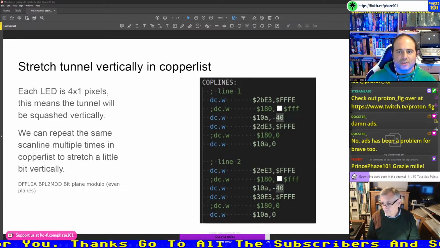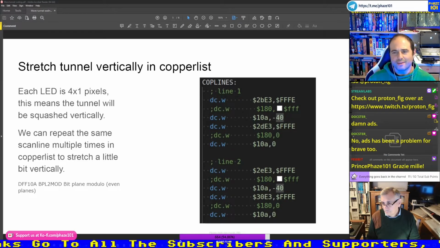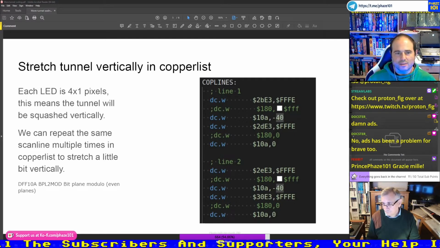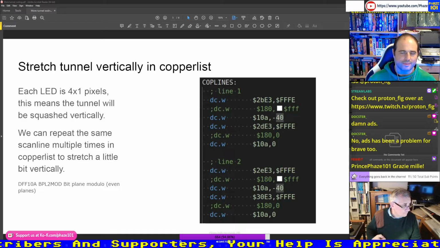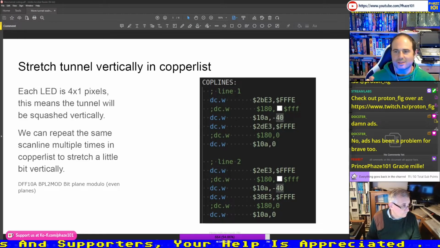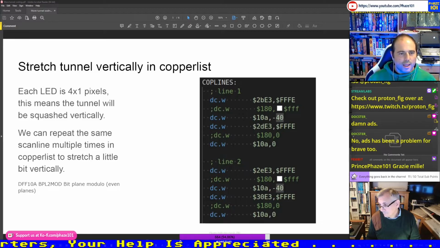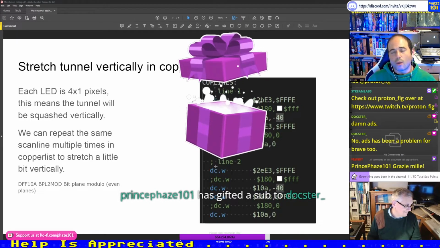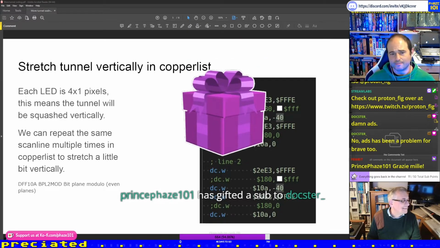Okay, this is another trick, but it's quite trivial to understand. As I said, each LED is 4 by 1 pixel. So the LED is the smallest unit that the tunnel is made of. And if the pixel is 4 by 1, it means it's stretched horizontally.